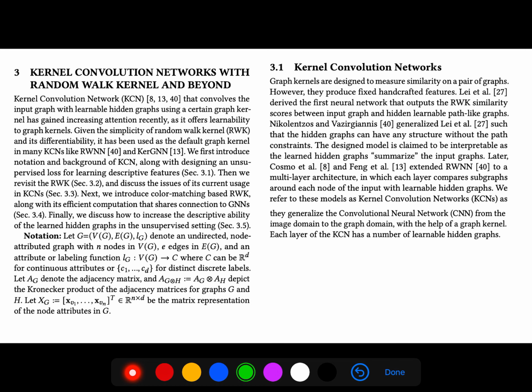Graph kernels are designed to measure similarity on a pair of graphs. However, they produce fixed handcrafted features. This reference derived the first neural network that outputs random walk kernel similarity scores between the input graph and hidden learnable path-like graphs.